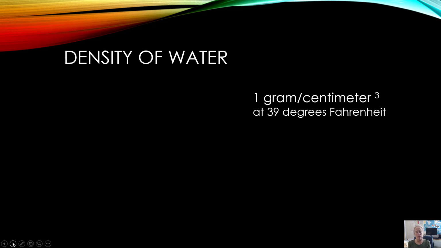How dense is water? Well, it's 1 gram per centimeter cubed. It's really actually easy to remember. The only thing that would be hard to remember would be at 39 degrees Fahrenheit, kind of cool temperature. What that should tell you, well, one thing is that it is rather dense for a liquid. I mean, it's not the densest liquid on this planet, but it's pretty dense. But the fact that the temperature is there should tell you that the density of water is dependent on temperature.